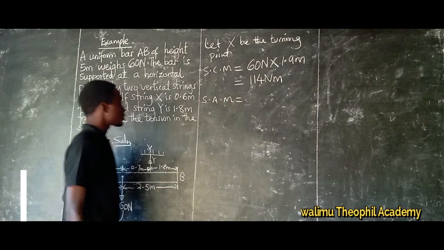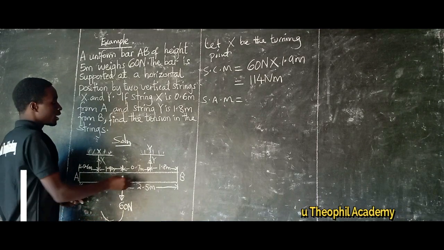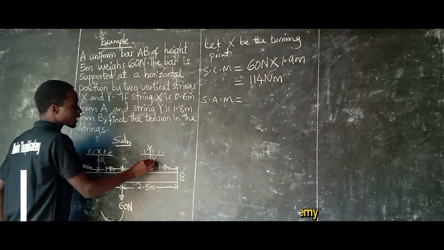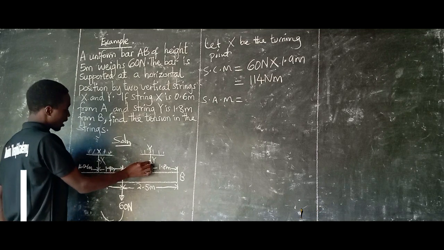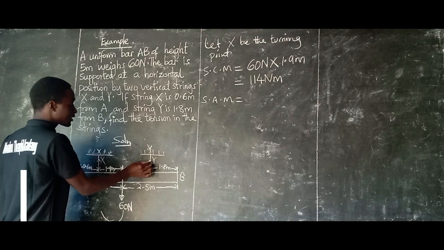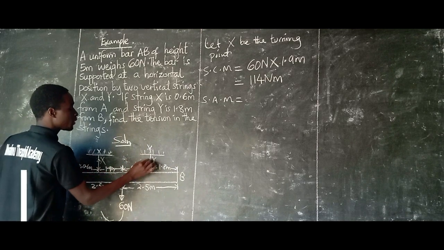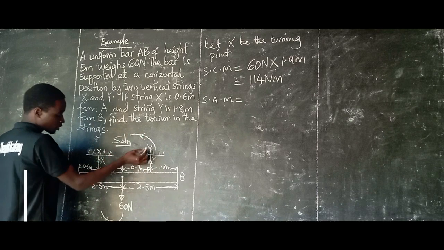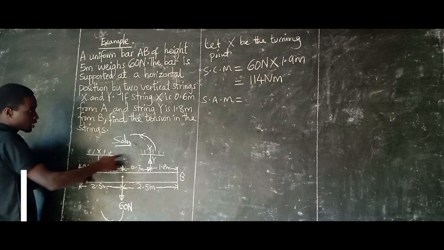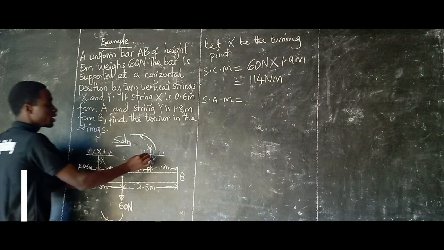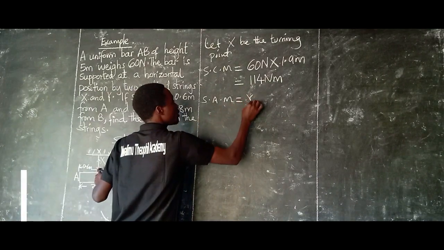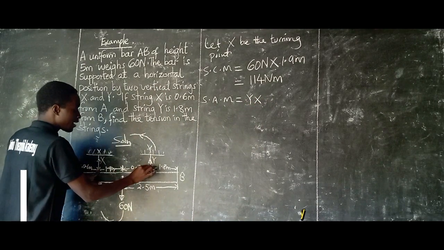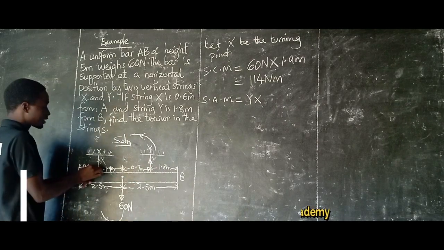Now let us see the sum of anticlockwise moment. The sum of anticlockwise moment will be due to force Y. This force Y, the force which acts in string Y, will lead to the anticlockwise moment, as it points upward, so it will be moving this way towards the turning point X. So it will be force Y times its perpendicular distance, the distance from where Y acts to the turning point.